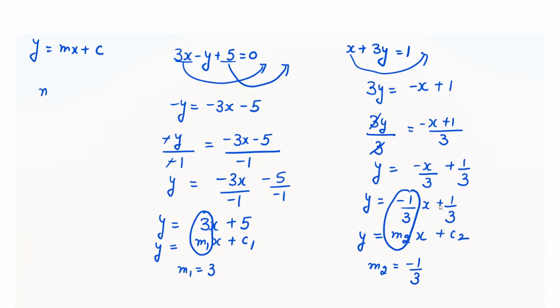Now we will see whether these lines are perpendicular or not. So for that we have to multiply the gradients m1 times m2, which is equal to 3 times -1/3. And if I simplify it, the answer is -1. That means these lines are also perpendicular to each other. So I hope you understand this concept, how to find out that two lines are perpendicular to each other by calculating the gradient of two lines.